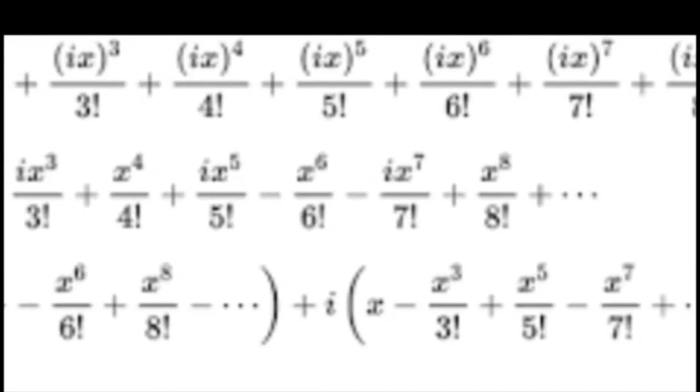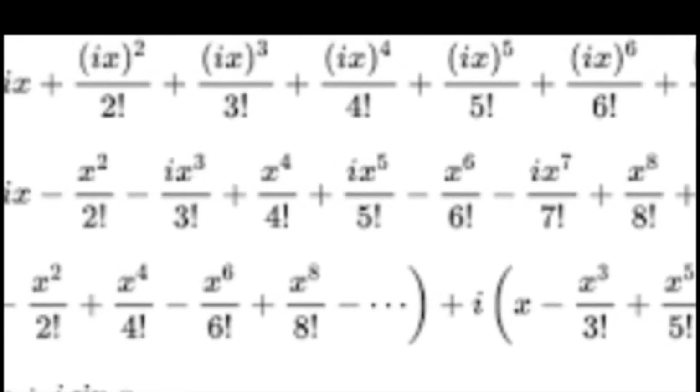And if we are to expand and group like terms, by grouping like terms, I mean that terms without i would be on one side and terms with i on the other side, all separated by brackets. You would see that we get in one bracket 1 minus x squared over 2 factorial plus x to the power 4 over 4 factorial, going on and on. And in the second bracket, we get i multiplying another expansion, which is x minus x cubed over 3 factorial plus x to the power 5 over 5 factorial, also going on and on.